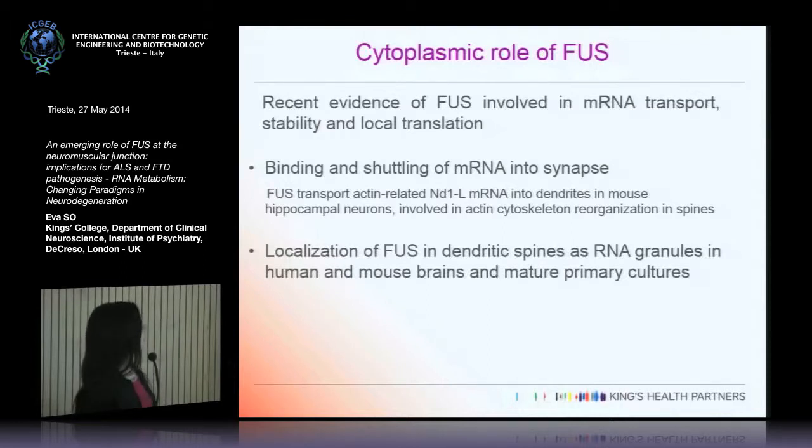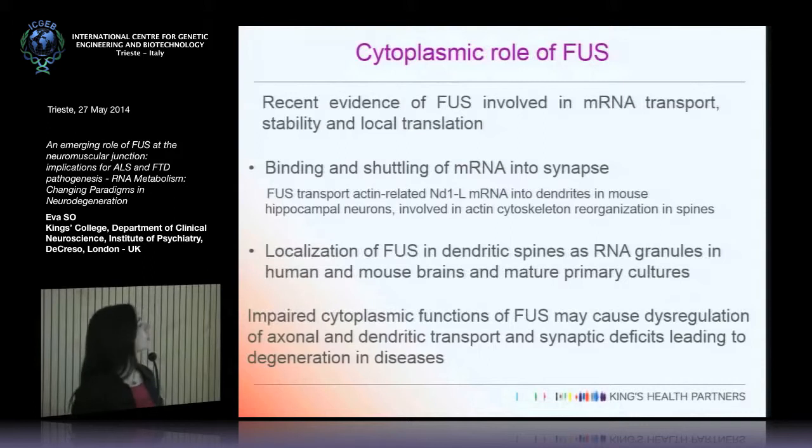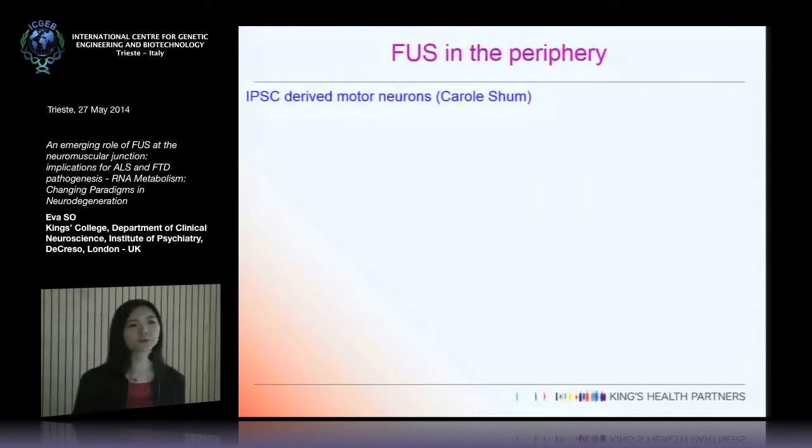So this suggests that maybe there are some specific cytoplasmic functions of FUS, and the impairment of this function may cause this dysregulation of axonal transport and also some deficits at the synapse. So in our lab, we also try to study FUS pathology using iPS cells.